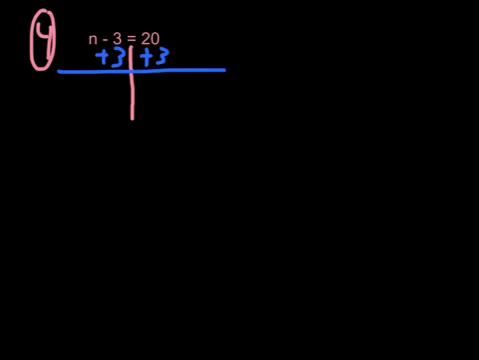Okay, so n minus 3 equals 20, and I plus 3 to both sides. So now remember, my goal is to get that variable alone. Okay, minus 3 plus 3, well, my signs are different, so I would subtract. 3 minus 3 is 0. So those cancel out, and I'm left with just n. And then over here, 20 plus 3 is 23. So n equals 23.